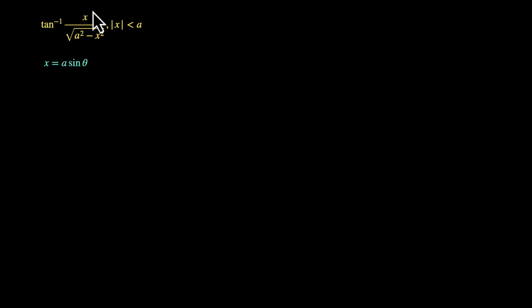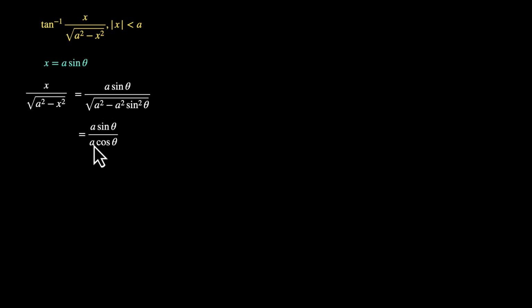Numerator has sine, denominator has cos. Conveniently, we can get tan. So x is a sine theta. This becomes a sine theta divided by root of a square minus a square sine square theta. A square common. This is a sine theta divided by a cos theta. 1 minus sine square is cos square. Taking the root gives us cos theta. Cancelling a out, this becomes tan of theta.